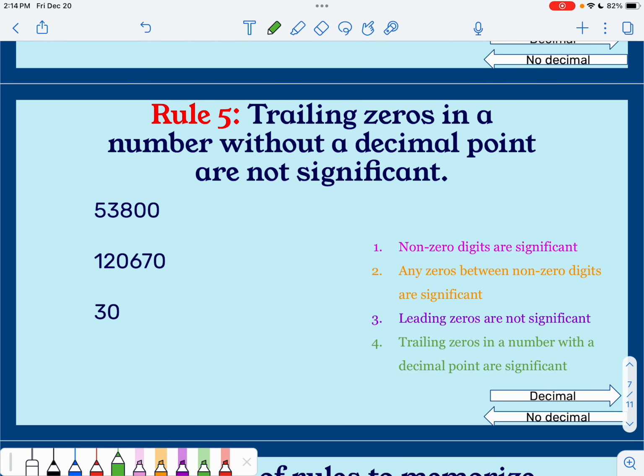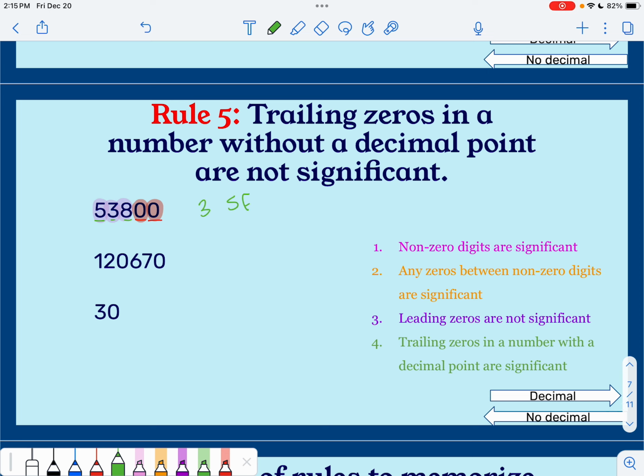Okay, we are on the last rule now. The last rule says trailing zeros, like we just discussed, in a number without a decimal point this time are not significant. So now we're looking at numbers with no decimal point, and that means that those zeros are not significant. So let's do an example. We know because of Rule 1 that 5, 3, and 8 are significant. These last two zeros, remember, they're on the caboose, they're on the end, and there's no decimal point in this number. So these apply to Rule 5, and there's no decimal point, so that means they are not significant. But the rest of those numbers are. So 1, 2, 3. 3 sig figs.